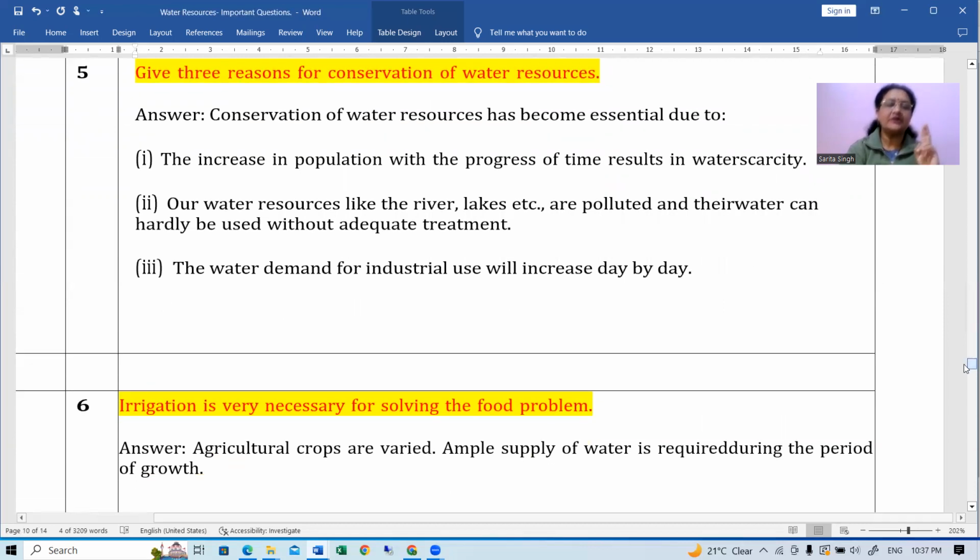Then number two is that our water resources like rivers, lakes, etc. are getting polluted day by day a lot, and their water can hardly be used without proper treatment. So this is again one reason.